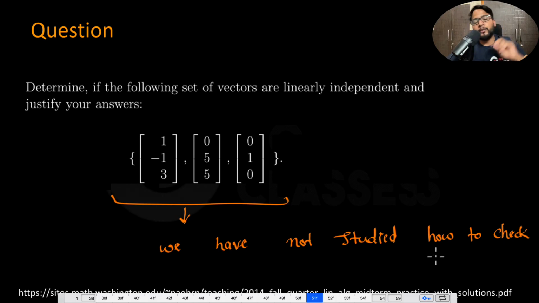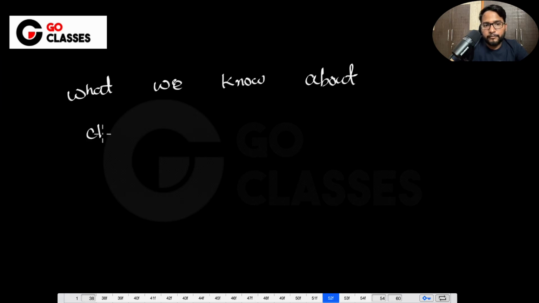So basically, what we can check till now is only this. What we know till now is basically about checking linearly dependent or linearly independent.